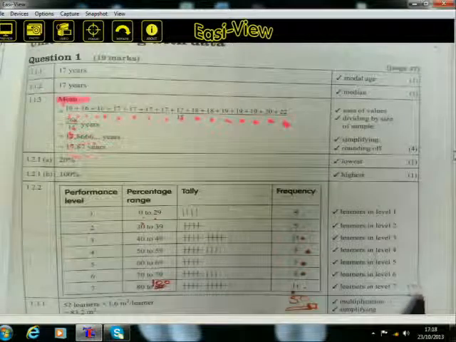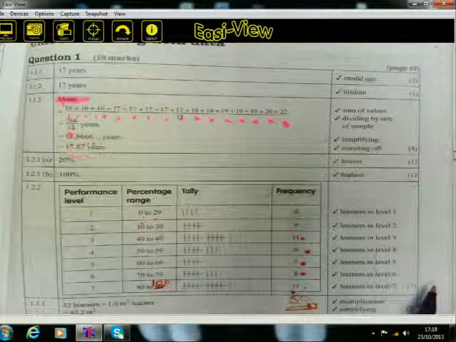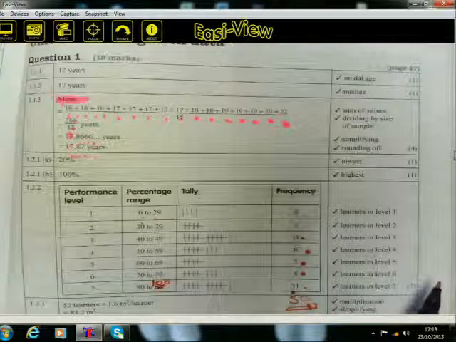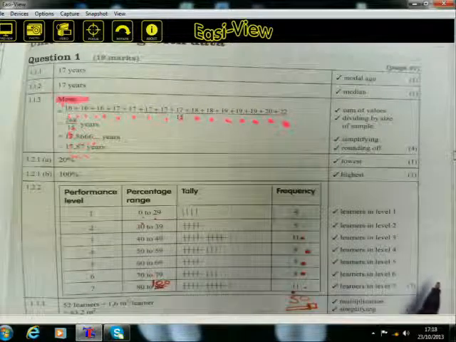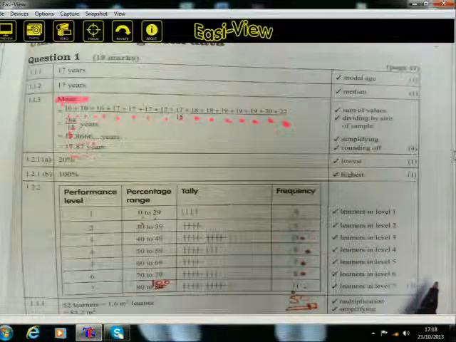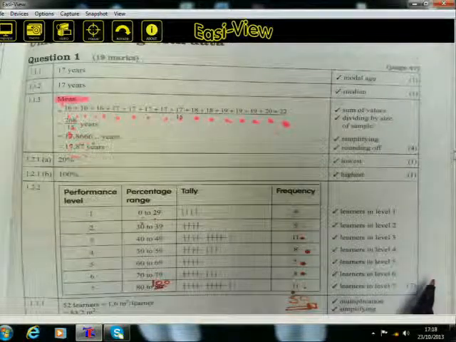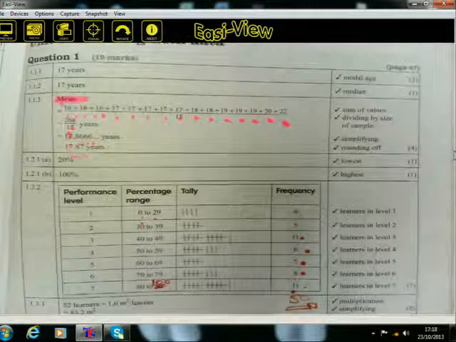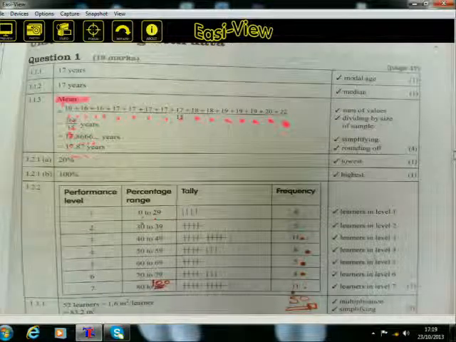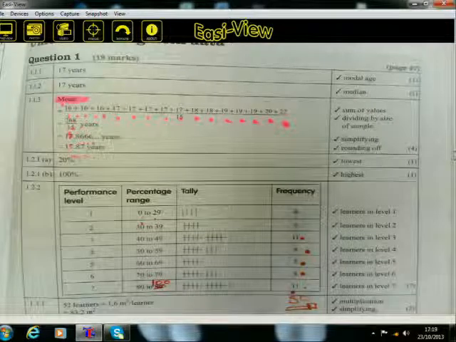Now, 1.21. Number A, it says, what is the lowest percentage they got? Check it. 1.21. That's 20%. What was the highest? That is 100%. Do you see that? Yes. The lowest number was 20, and the highest one is 100%. That means they are the learners who got 100 out of 100, or 50 out of 50. That means they got the total of that test.